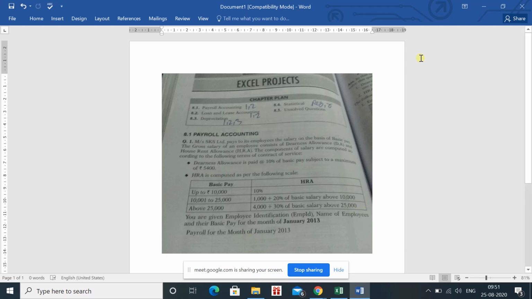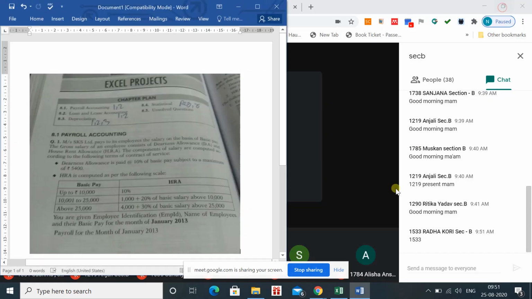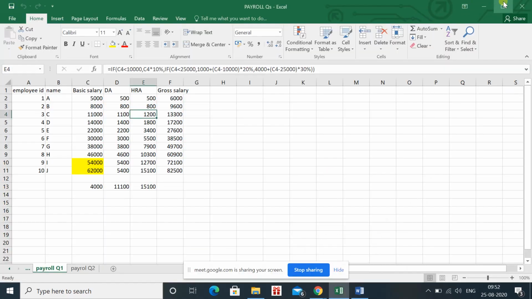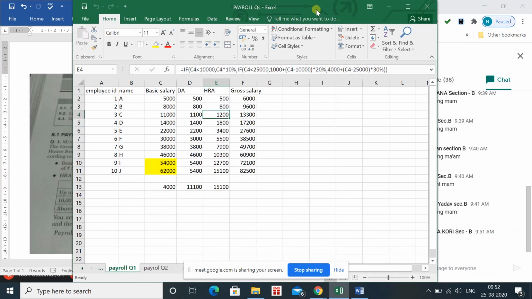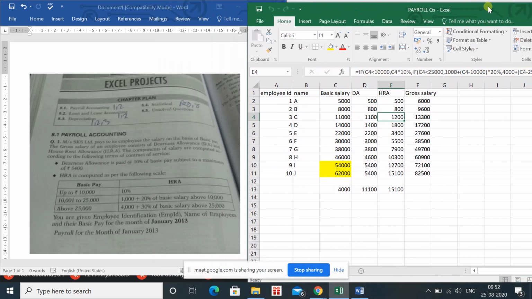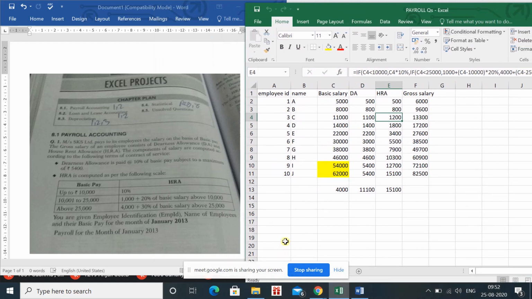Now I will move to the Excel sheet, or one more thing we can do. Okay.